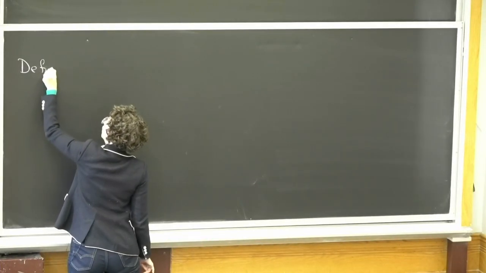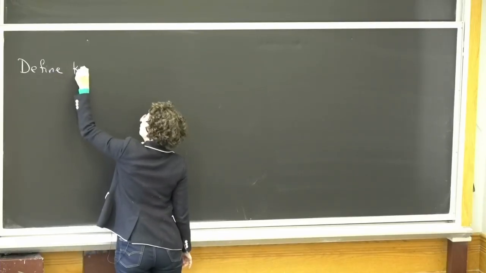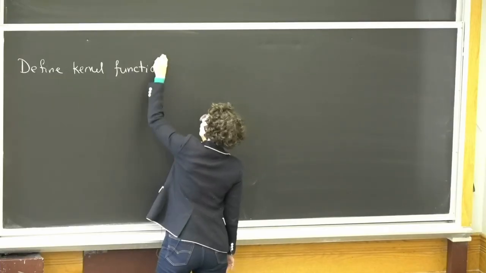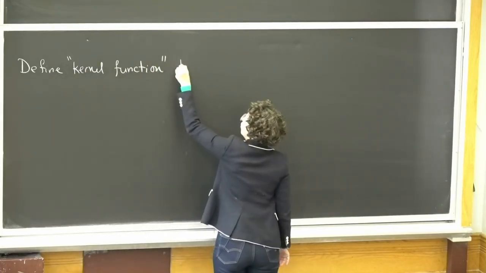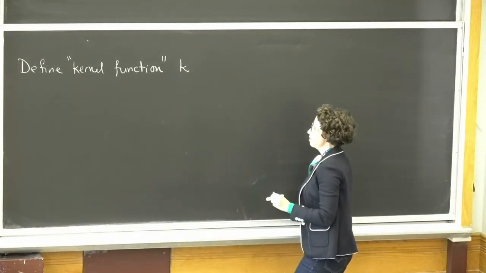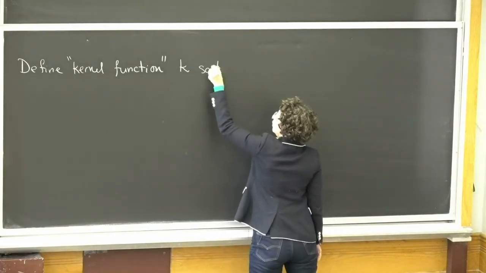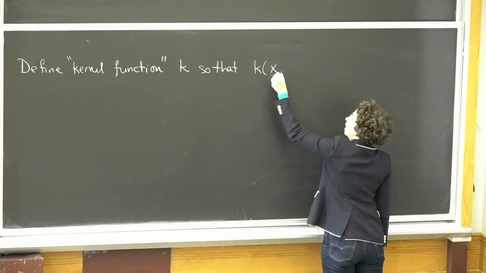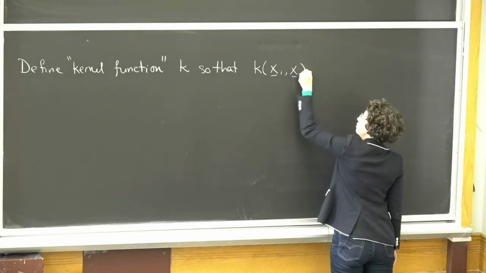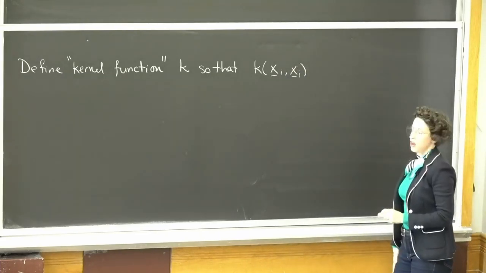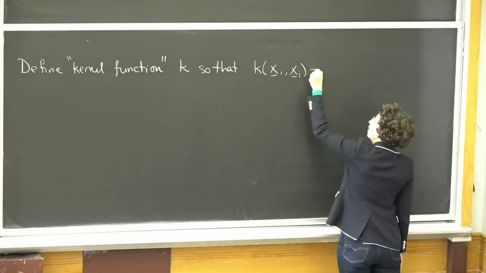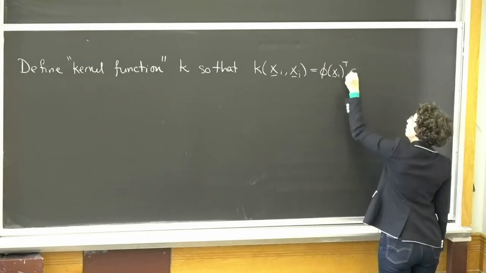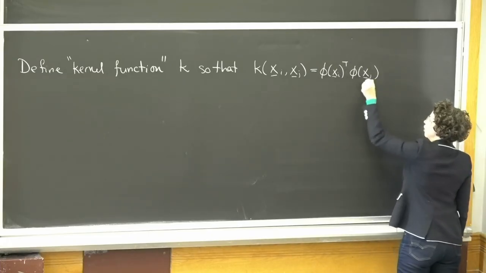Define a kernel function, lowercase k. And what that function is going to do is it's going to have two inputs. Let's just call them xi and xj. So two different feature vectors. And what this function is going to compute is the inner product, phi of xi transpose times phi of xj.